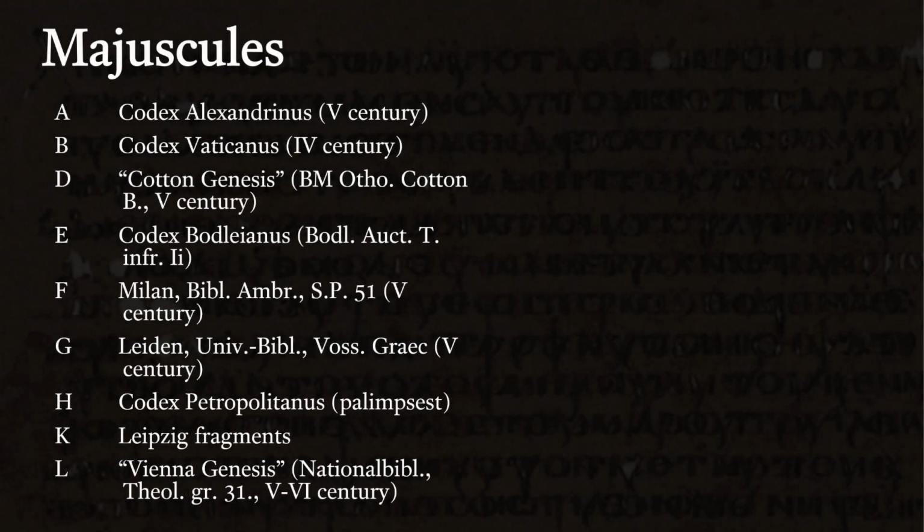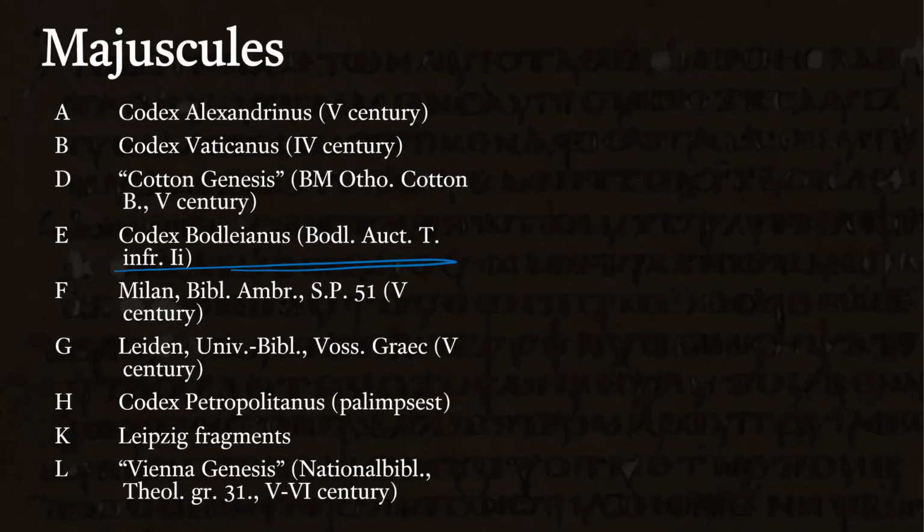Here's a sample, at least for the Pentateuch, of the uncials or majuscules. So you'll see Codex Alexandrinus, of course, Vaticanus, so A and B, the Cotton Genesis, Codex E, which I don't know if I included that one in the Göttingen video.